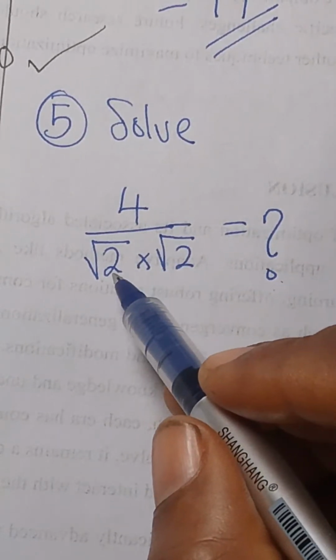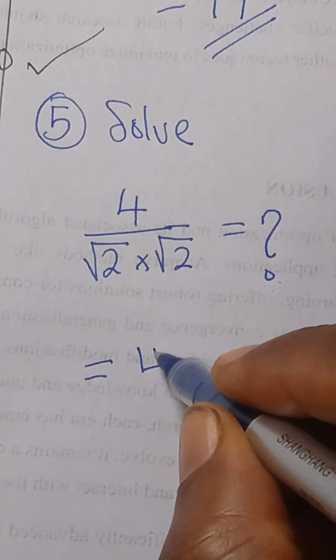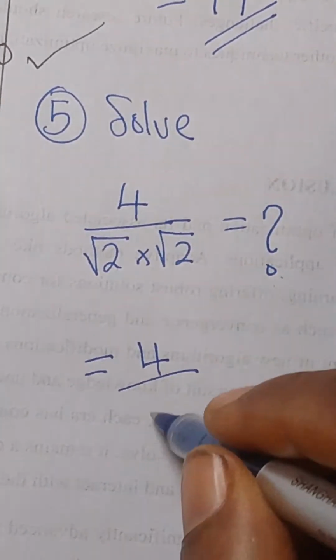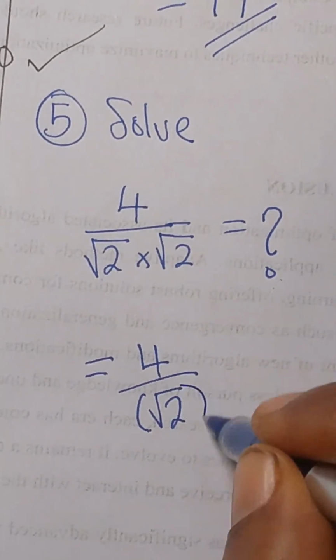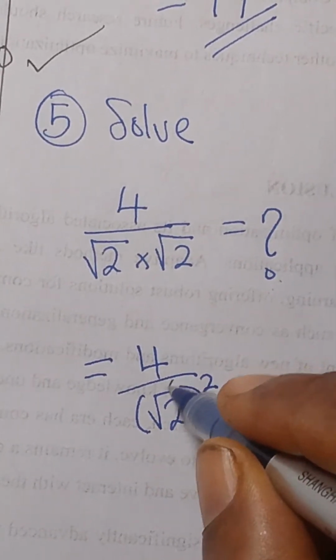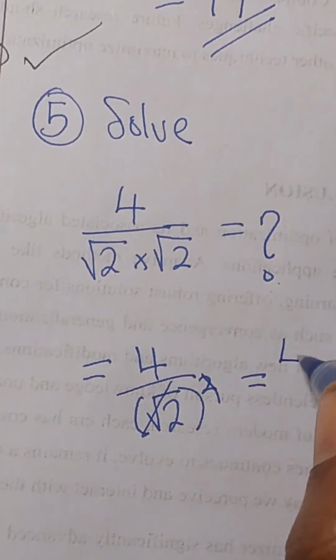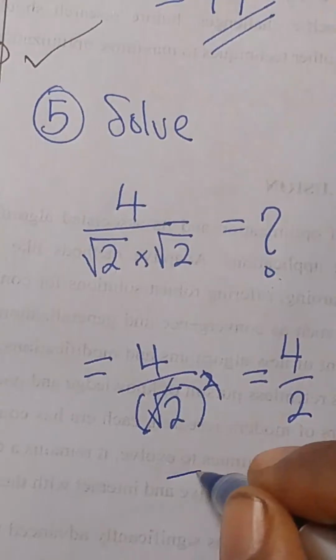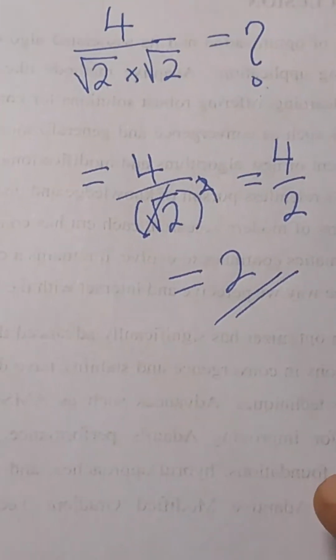Okay, so let me quickly solve this. We have 4 all over root 2 times root 2. That is 4 all over root 2 times root 2, which is root 2 all squared. So the square and the root will cancel, and we have 4 all over 2. So our answer is 2. All right, that is the solution to the question.